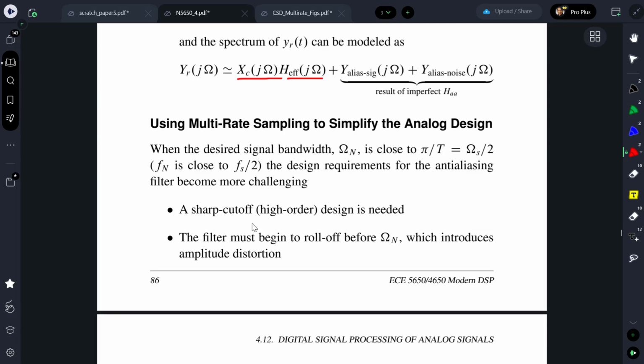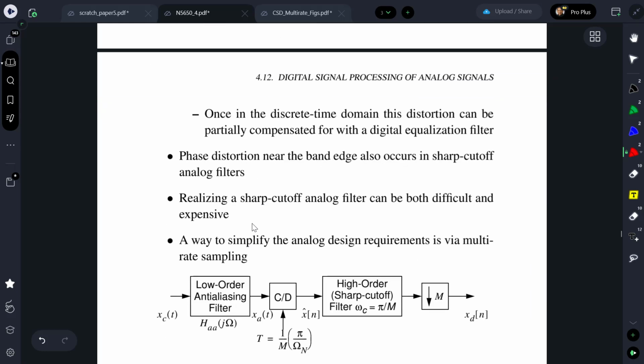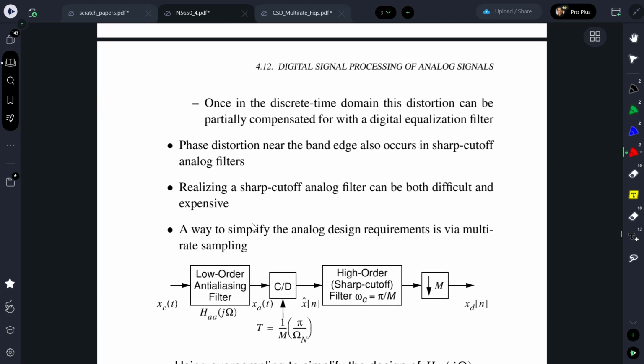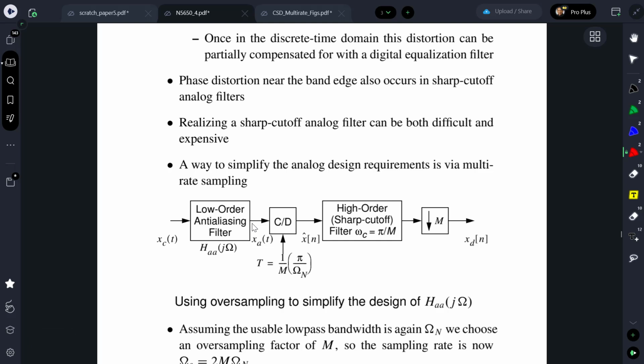So here's how the system works. We have a low order anti-aliasing filter up front, something that's easy to make. We don't have to worry about having distortion in the passband of interest, 0 to the Nyquist rate. The filter can roll off faster, but it's going to happen further up in frequency. And then our continuous to discrete converter has to run at this oversampled rate, and the oversampling rate is M. So that is an expense. We have to have an A/D that can run at a higher rate.